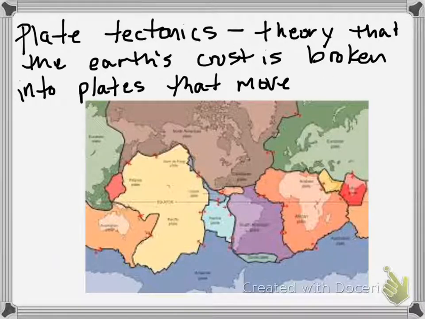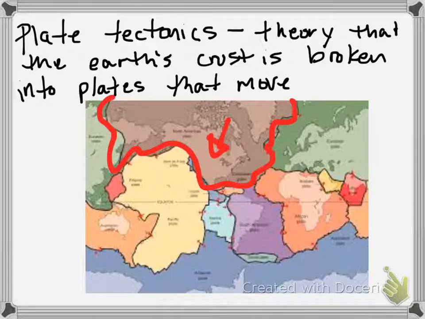Alright, plate tectonics. This is the theory that Earth's crust is broken up into a number of plates that move. And we have outlines right here of the plates. You can see North America is sitting on this plate. Here's another plate right here. The continent of Africa sits on this plate. And it's the idea that these are all separate pieces and they very slowly move.